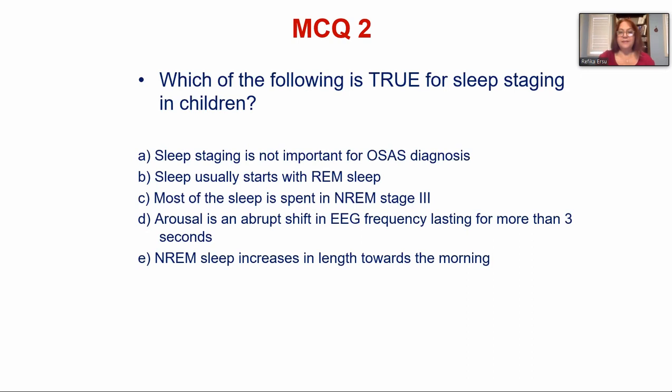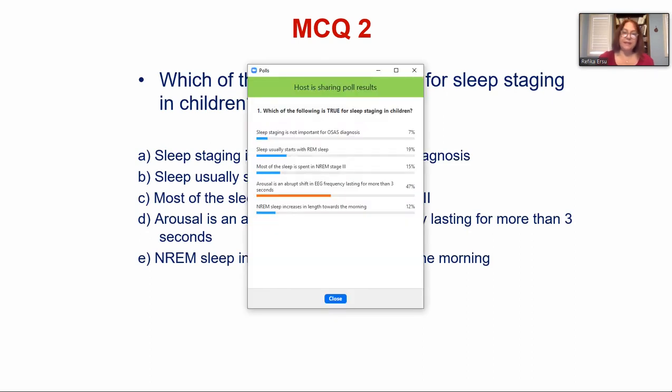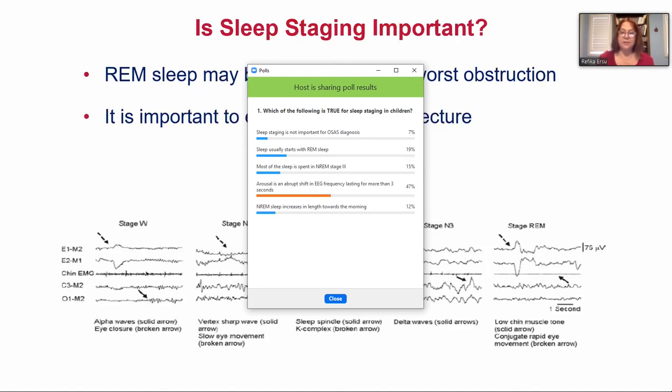So maybe the sleep staging is important when we look at the whole picture, and maybe not so important for the purpose of this workshop, but still I think it's worth mentioning. So I'll have some slides. Still, 47% answered this correctly. The arousal is an abrupt shift in EEG frequency lasting for more than 3 seconds. And I'll review in the next slides the answers to the other questions.